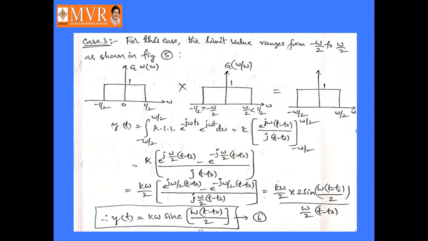For this case, the limit values range from minus omega by 2 to plus omega by 2 as shown here. Here also we take the multiplication of g of omega, w of omega into g of omega by w. By simplifying this, we get the expression for y of t as k omega into sinc of omega into t minus t naught by 2, that is treated as equation number 6.